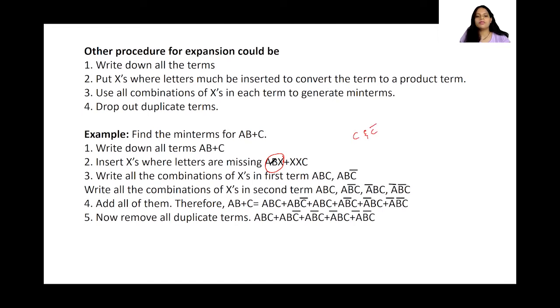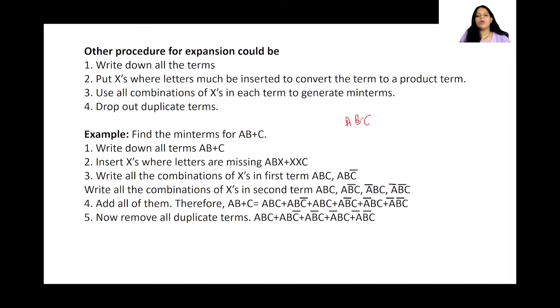So that's what we are doing. First with AB we are writing C, and next with AB we are writing C bar. So that is how we get this ABC and ABC bar, right? Next is write all the combinations of X in the second term. Second term, what things are missing? We have C, but A and B are missing.